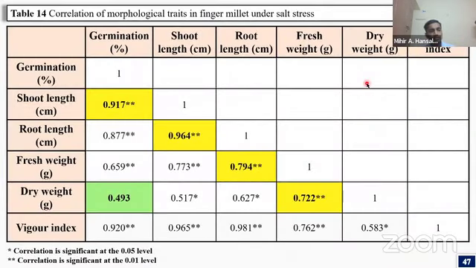Correlation: if we correlate, then germination percentage is highly and significantly correlated with shoot length, whereas non-significant with dry weight, and vigor index is significant and positively correlated with all other traits.